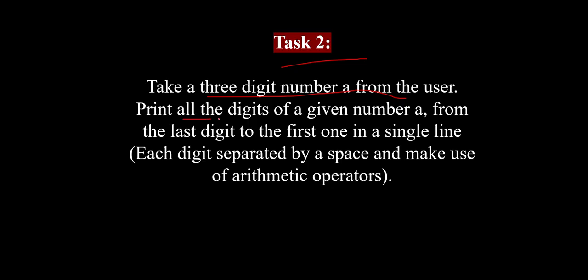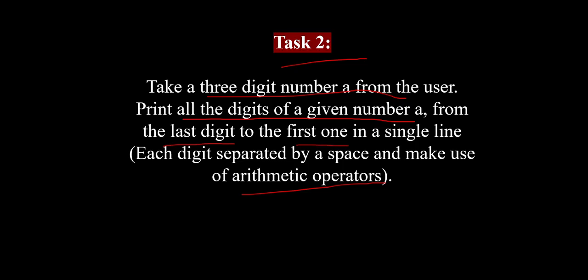Print all the digits of a given number a. Okay, that means if the user is entering any number, you need to print all the digits of that number. How? From the last digit to the first one in a single line, by making use of arithmetic operators.